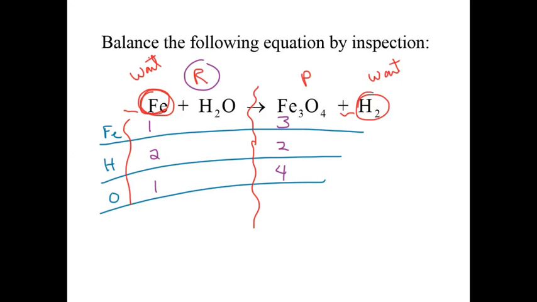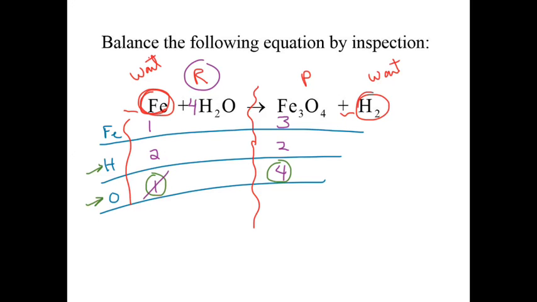Let's say we want to fix our hydrogens first. Okay, let's go for our hydrogens. Notice I have 2 hydrogens on both sides. Well, that didn't help. Let's go now to our oxygens. On the reactant side I have 1, and on the product side I have 4. So I need to up the reactant side to 4. I can get 4 oxygens if I put a 4 here in front of my H2O.